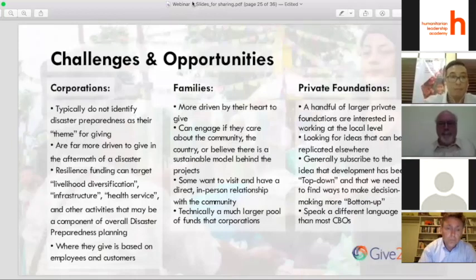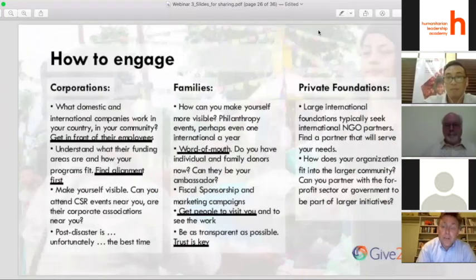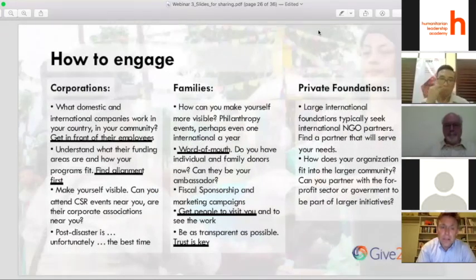So how do you engage with these three different kinds of donors? I'll provide some advice that hopefully is helpful as you're thinking about ways that your organization might tap into those kinds of donor sources.